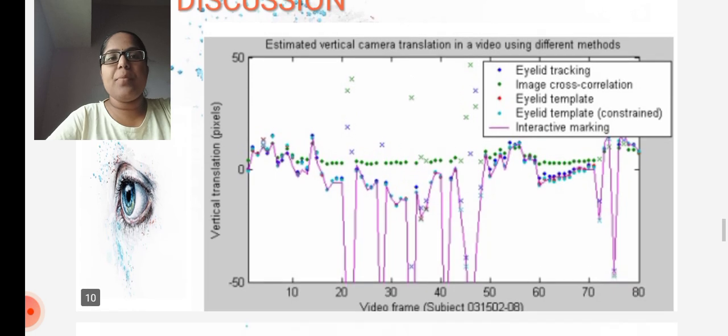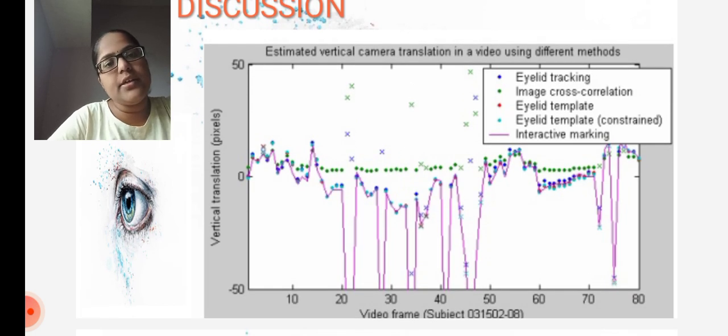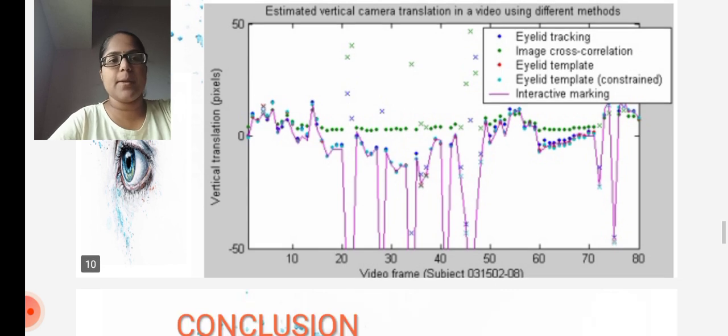The discussion of this topic includes the vertical translation: eyelid tracing, image cross correlation, eyelid template constant, and iterative rejection. It shows a graphical representation of estimated vertical camera translation in a video using the different methods. So it is a discussion of the topic eye as a camera. It shows the graphical representation including all these methods like eyelid tracing, image correlation, eyelid template constant, and iterative rejection. So it deals with the topic using graphical representations: video frame on the x-axis and vertical translation on the y-axis.